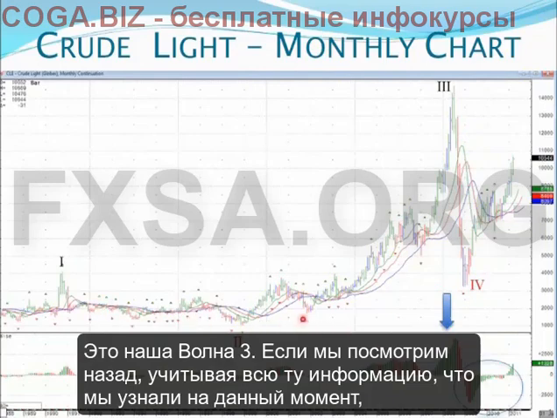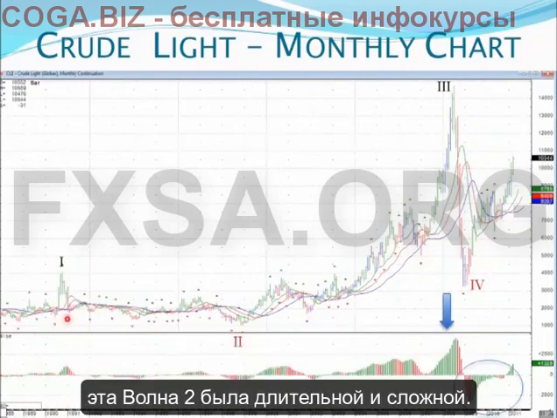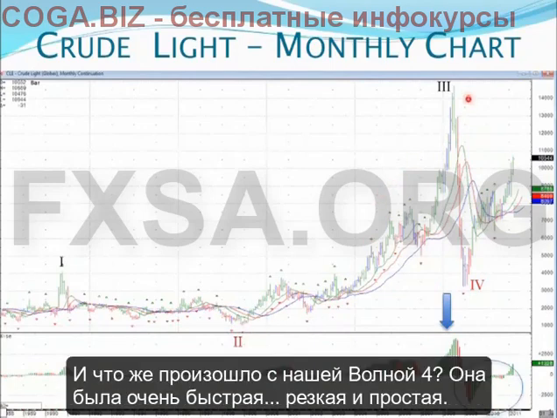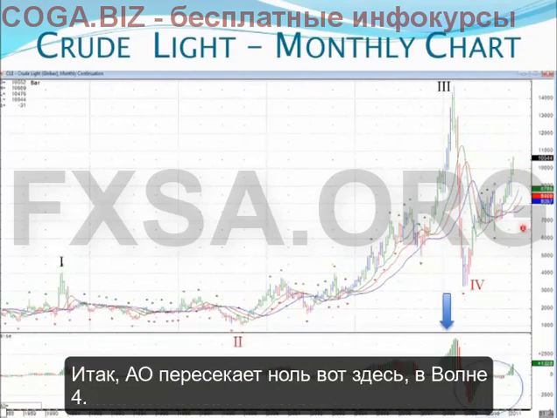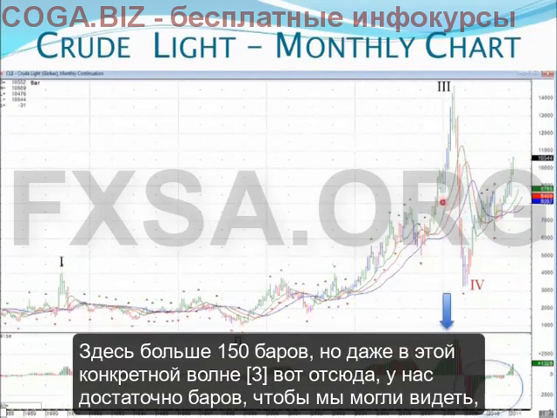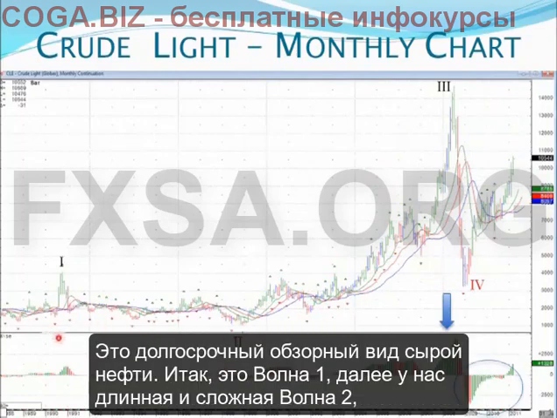Now if we look backwards, knowing the information we know so far, this wave 2 was long and complex. So what happened with our wave 4? It was very fast, quick and simple. It retraced very fast in time and price. Now it looks like we're going into the wave 5 up again. So we have the AO cross zero here in the 4. There's more than 150 bars here, but in this particular wave, just from here, we have enough bars we can see what's happening. This is a long-term view of crude, though.